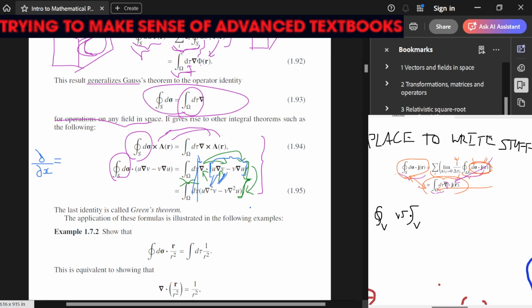Let me just go off of vibes, and hopefully it's correct. u del x v minus v del x u, and then del y. Wait, why am I doing an equal sign? We have to multiply these things. Do we? Yeah, we do. So we have to multiply these things.